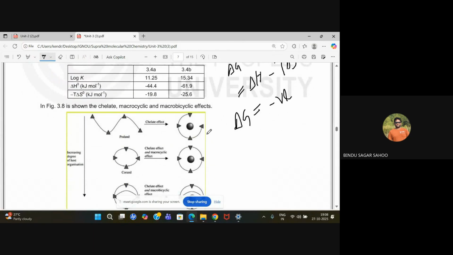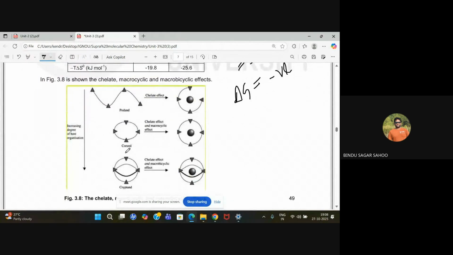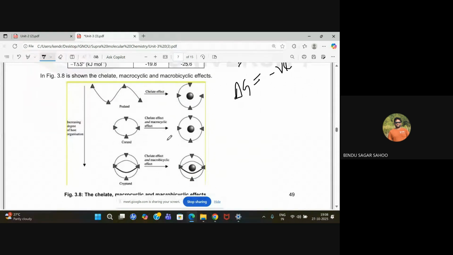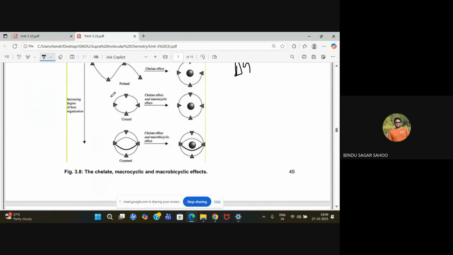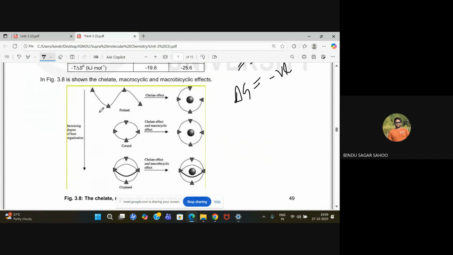The podand structure is just like an open-chain structure, and it will make a little bit organized structure, but it still has more flexibility. If you're taking a cyclic structure, that means the pre-organized nature of the host molecule will be increased. If you're taking the cryptand, the pre-organized nature will be highest here. So from up to down, you can see the degree of organization gradually increases.